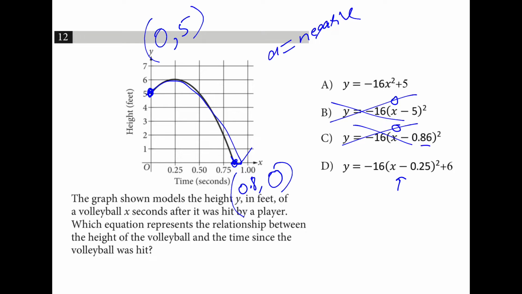I'm guessing based on this it might even be 0.86. If I plug that into A, I do not get 0. But if I plug that into this one, I do get 0. So by trying the intercepts, I was able to identify the correct equation.